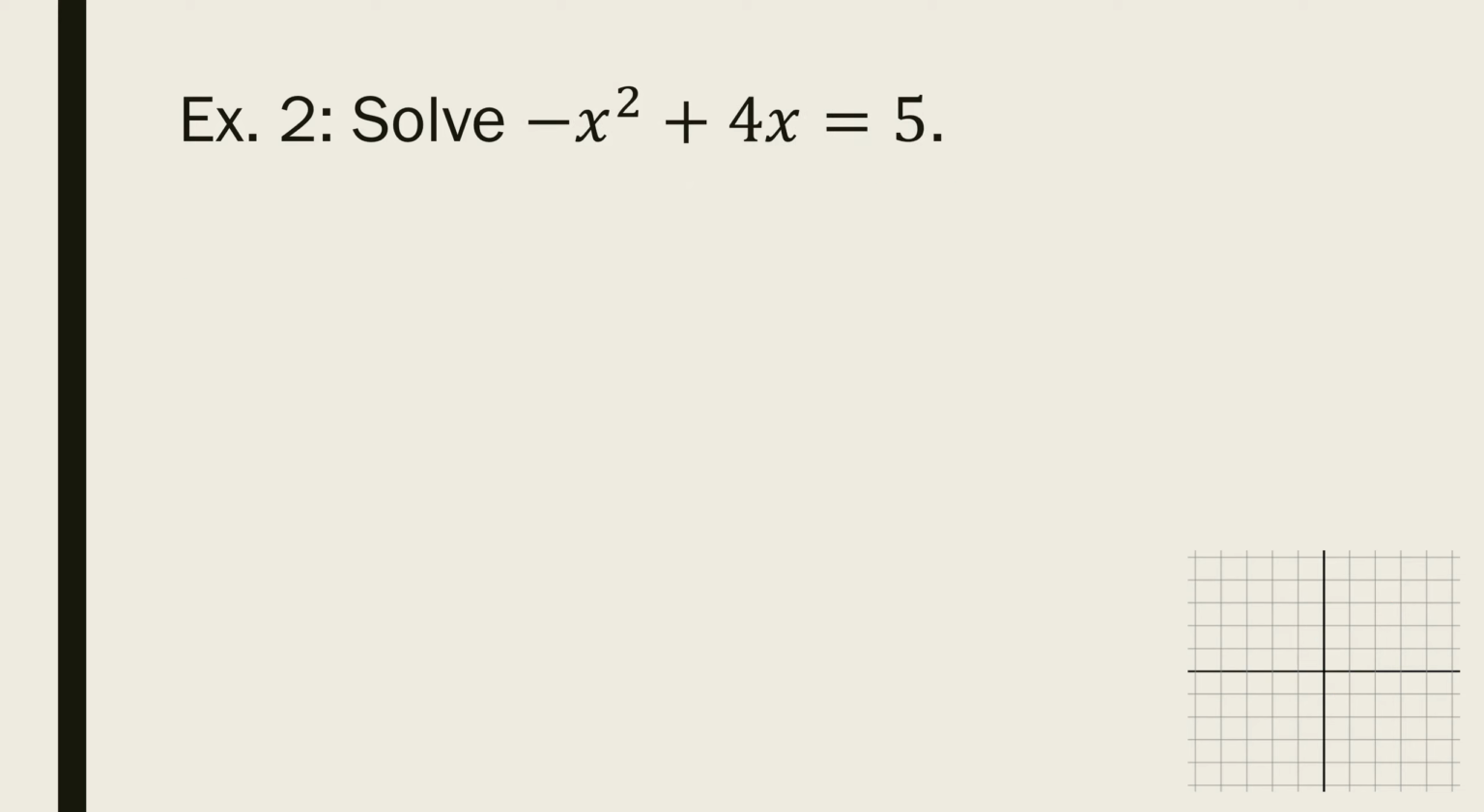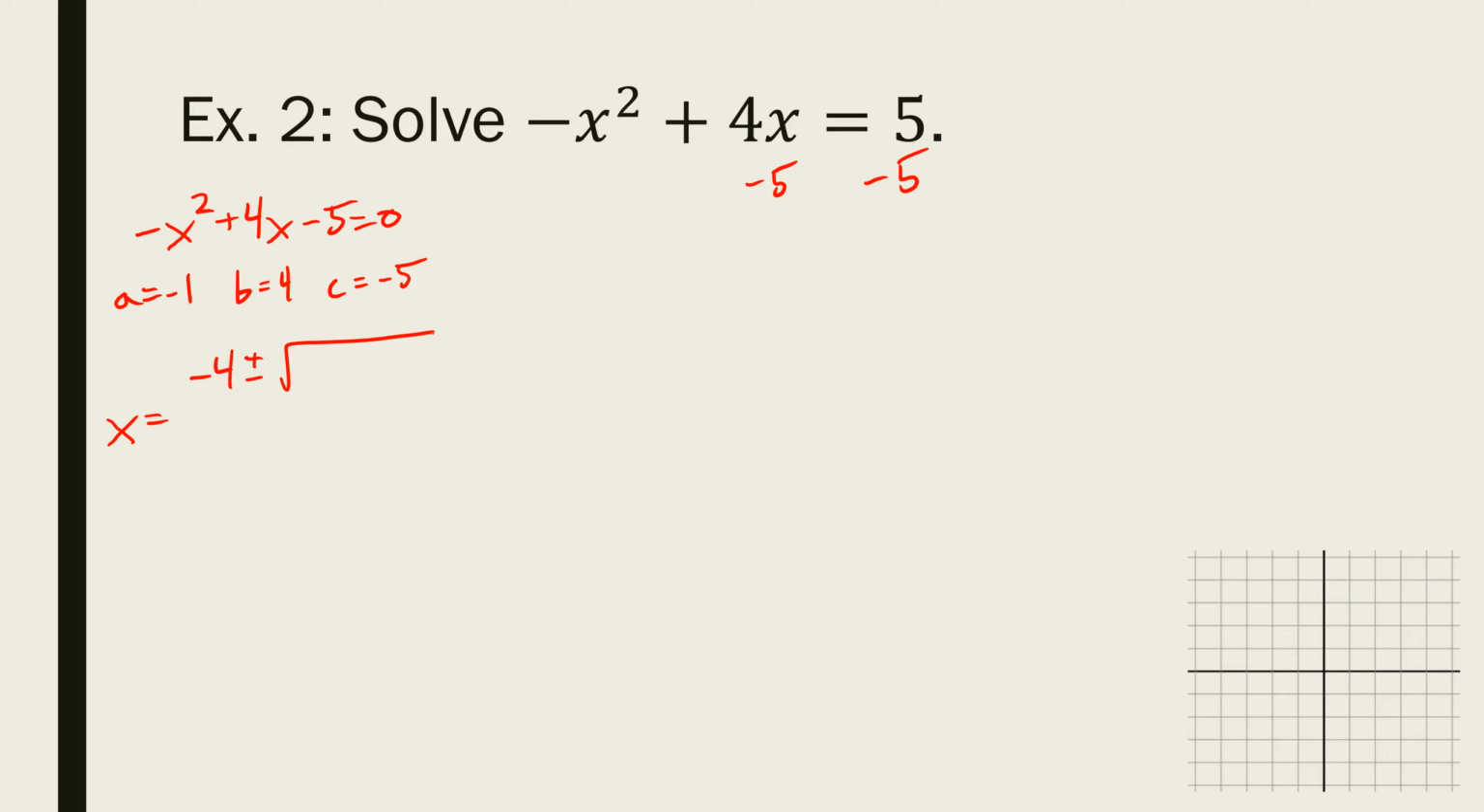One final example. Okay, as usual, let's subtract 5 from both sides. So I have negative x squared plus 4x minus 5 equals 0. Okay, it looks like my a is going to be negative 1, my b is 4, my c is negative 5. And let's do the quadratic formula. Negative b plus or minus the square root of b squared minus 4 times a times c, and that's all over 2 times a.